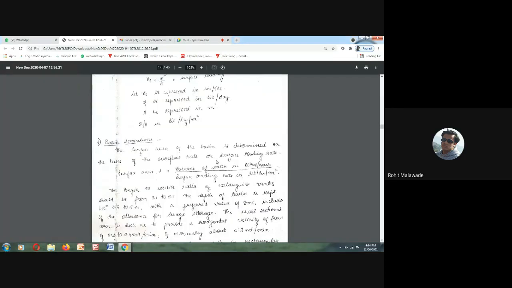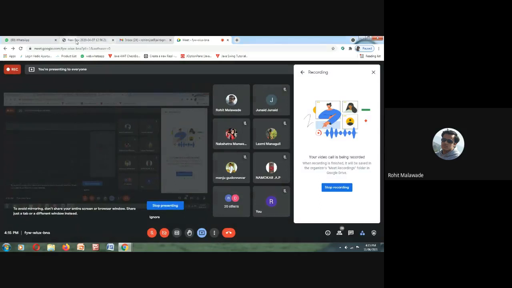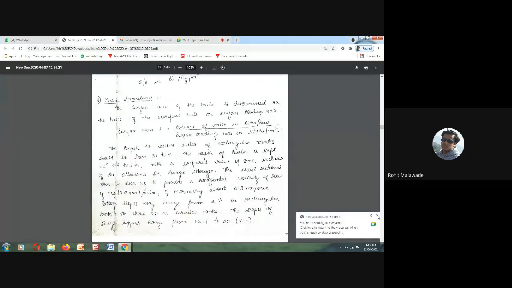Now, the basin dimension. This particular part is going to be important. The length to width ratio of the rectangular tank: the length should be 3 to 5 times greater than the width. Your length of the sedimentation tank should be 3 to 5 times more than the width of the tank. And the depth of the basin should be in between 2.5 to 5 meter. That means the depth of your sedimentation tank should be in between 2.5 to 5 meter.